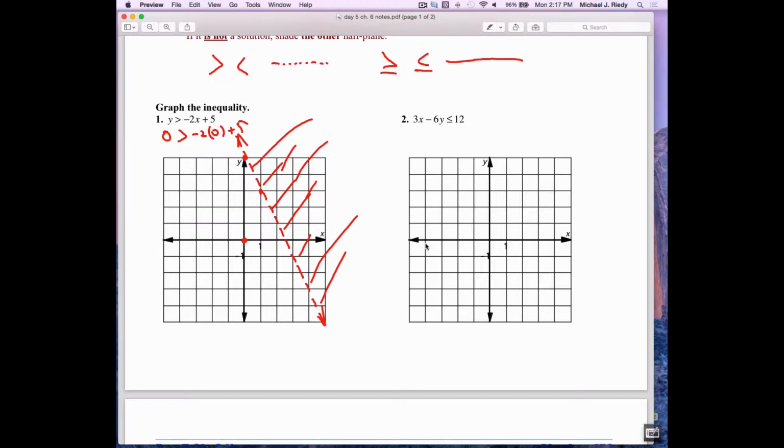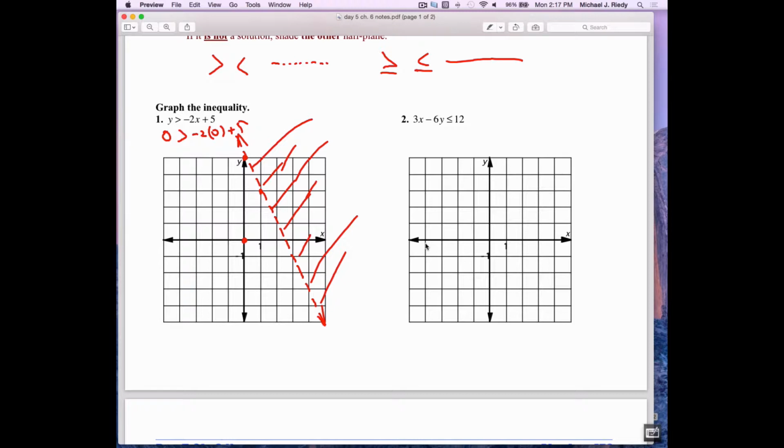Go ahead. So you plugged in 0 for the variables, 0 in for x, 0 in for y. Check to see if it's a true statement like we did in problems 1 and 2. If it's a true statement, then the side of the line that the point you picked is on, you shade towards that way. Just like we were doing with a regular number line.